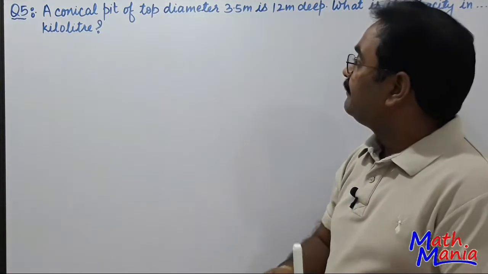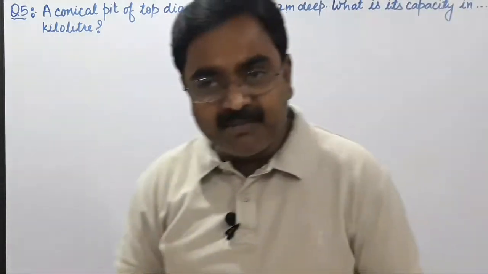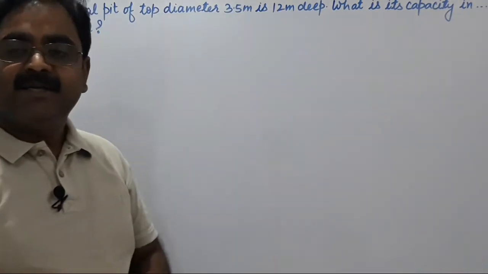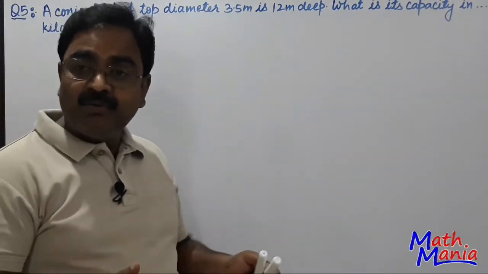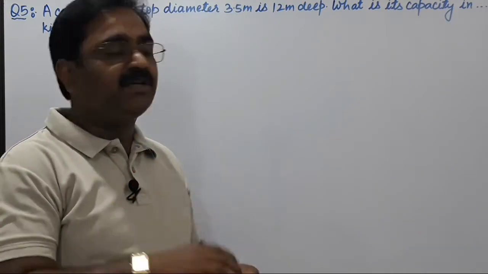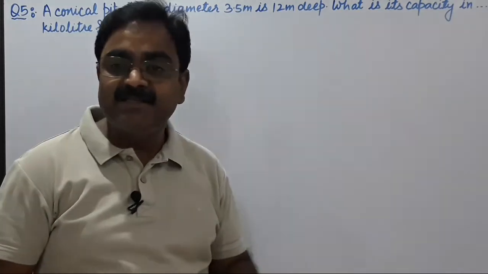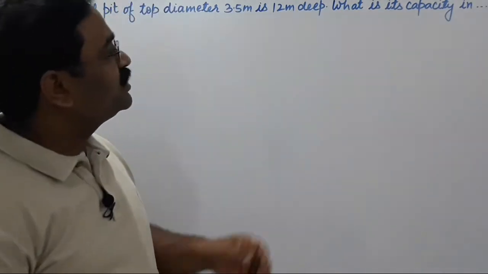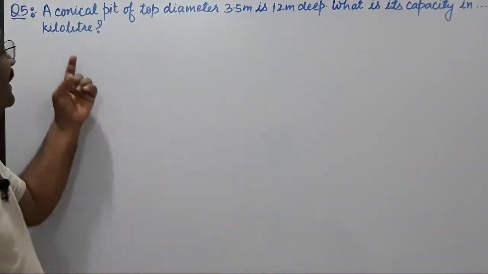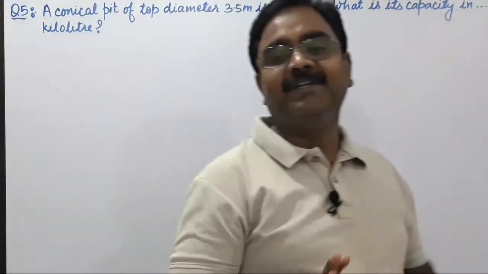Our question is: a conical pit of top diameter 3.5 meter is 12 meter deep. You know that for this cone, the diameter of the base is given as 3.5 meter and it is 12 meter deep. It means its height is 12 meter. Now the question is asking, find its capacity in kiloliter.